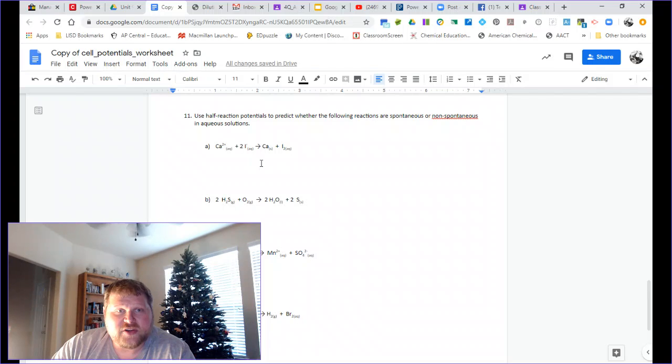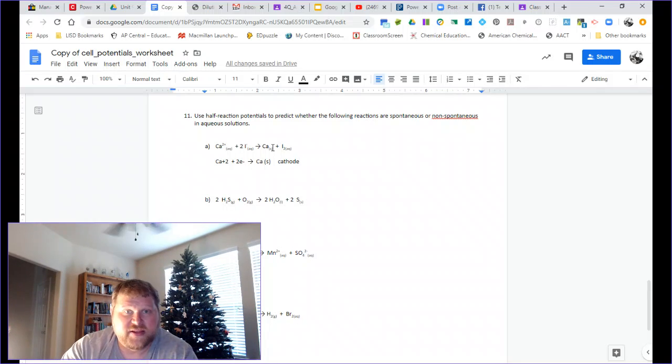So for this reaction, I want you to kind of look here with me at what's happening. I can see my calcium here in 11A is plus 2, and on the product side it goes to 0. So what I'm dealing with here is calcium 2+ plus 2 electrons is being reduced to calcium metal. Already, I don't have to do anything. That is a reduction, so this is my cathode.